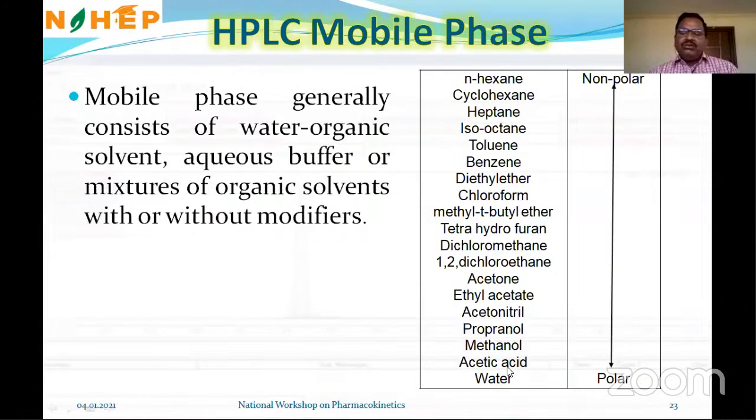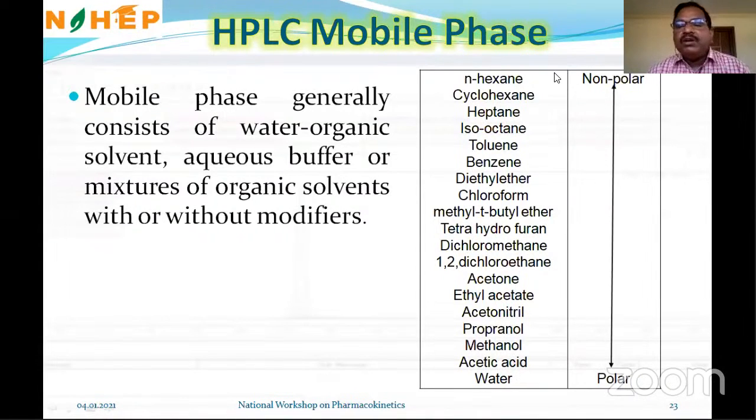Whenever we are using reverse phase HPLC, we use water, acetic acid and methanol. Suppose we want to increase the polarity, we will increase the water percentage. If we want to reduce the polarity, then we will increase the percentage of less polar solvents such as methanol, propanol, acetonitrile, and so on. In this way we change the polarity.